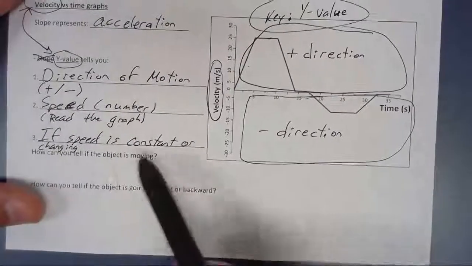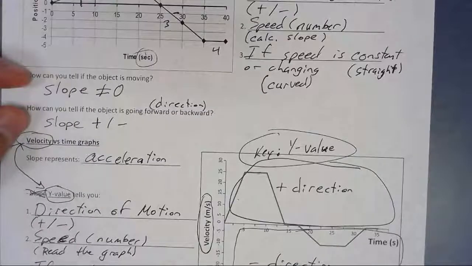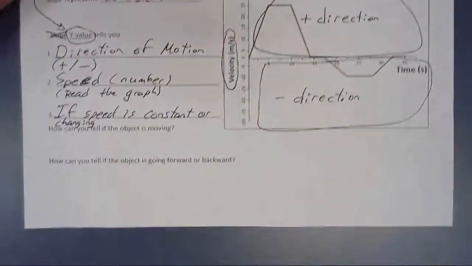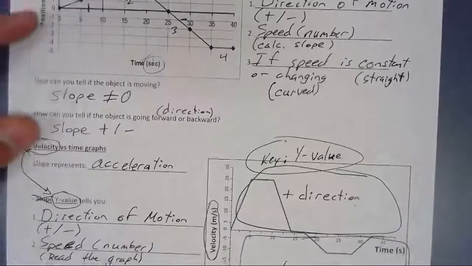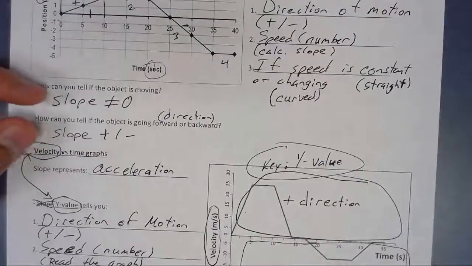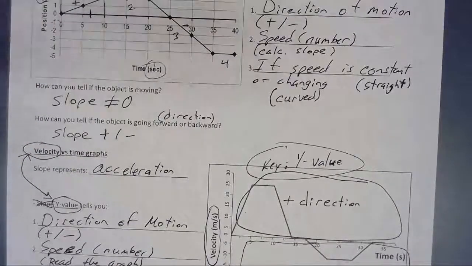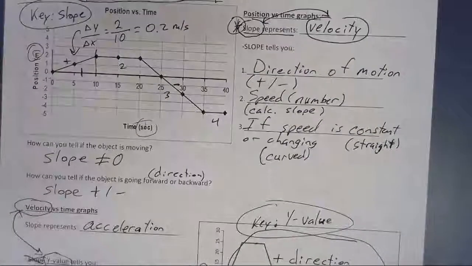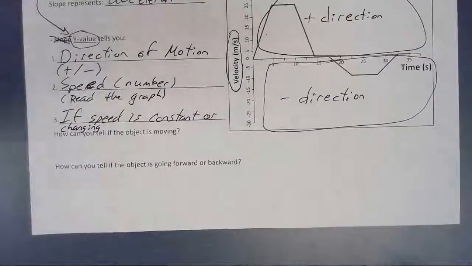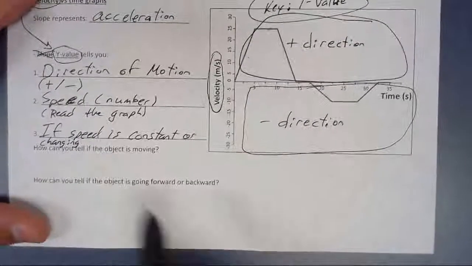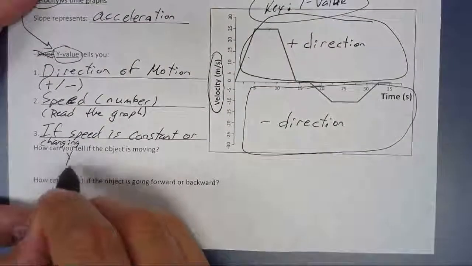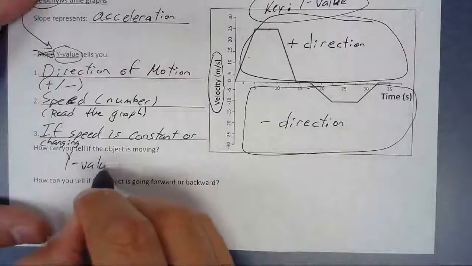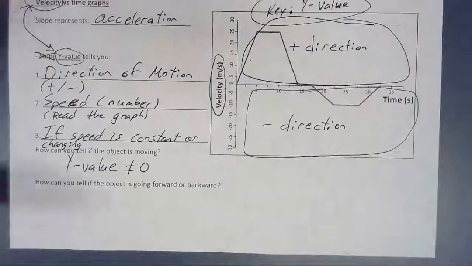All right, so we can look at these two questions down here. They're the exact same two questions as we had above. How can we tell if the object is moving or going forward or backward? And guess what? They're going to be the same answers that we gave above, except instead of answering the question in terms of the slope, because slope is what we dealt with here, now we're going to answer the question in terms of the y value. How can we tell if the object is moving? Well, I know that the object is moving if the y value is anything else other than 0.